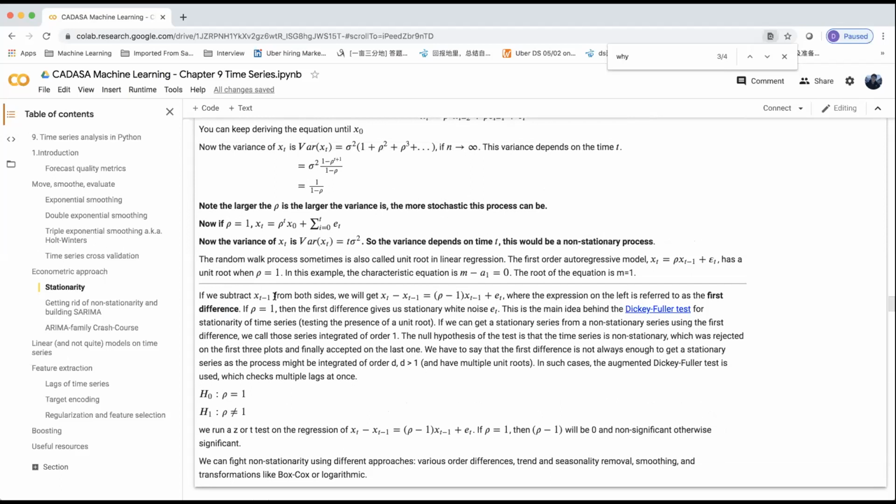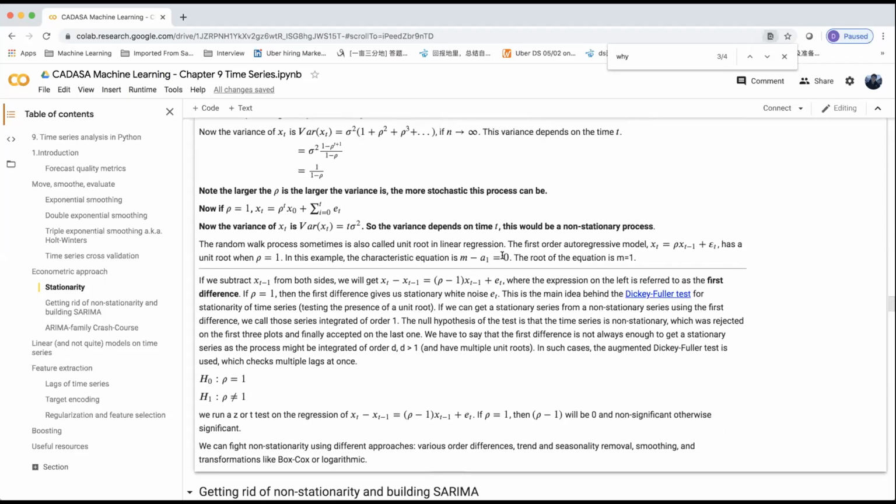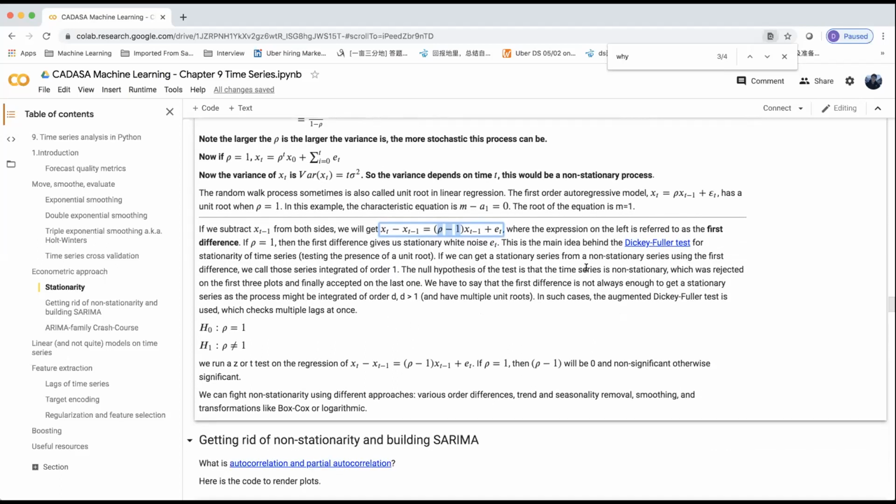How do we solve the problem? There's a really simple way we can test whether we have the problem or not. You subtract x_{t-1} from both sides of the equation. Then you're going to have x_t minus x_{t-1} equals (rho minus 1) times x_{t-1} plus e_t. Now, if rho equals 1, that means this part will be 0. That means the coefficient of x_{t-1} is not significant anymore. So what we do here is generate this equation, get a coefficient, and do a t-test or z-test on the coefficient, testing whether it equals 0 or not. That is basically called the DF test, the Dickey-Fuller test, for the random walk.